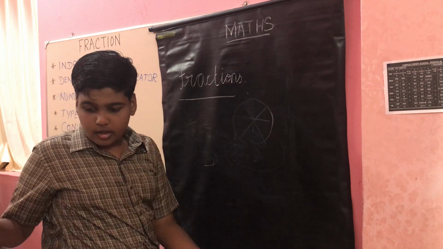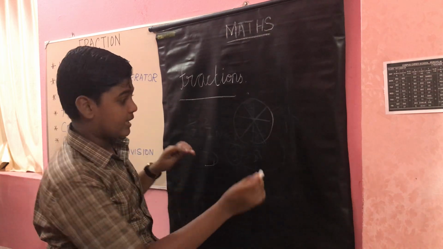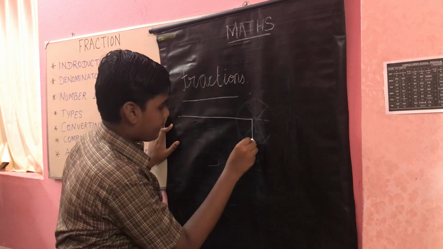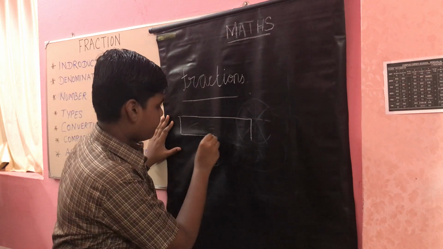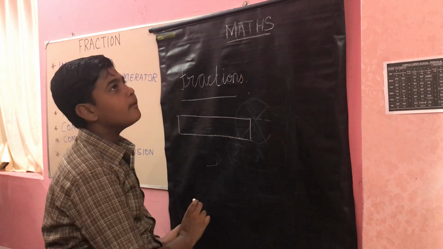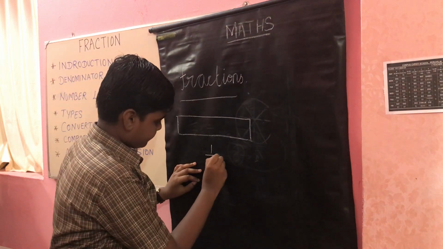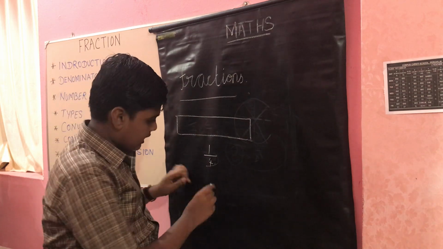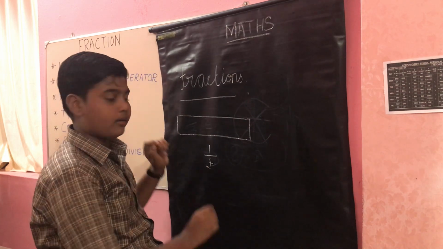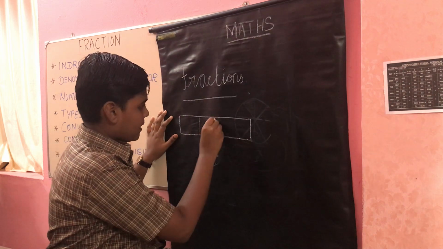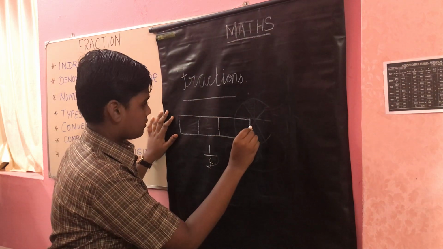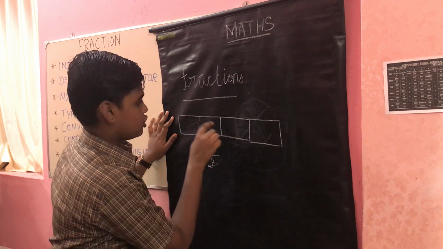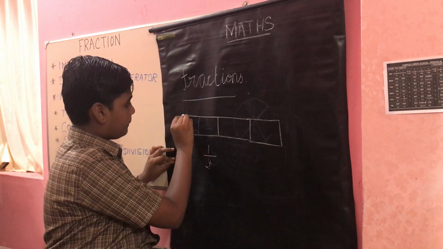Okay, before that I'll tell you one more example. Now we saw pizza. How can I represent 1 by 4 on this number line? See the denominator. What is it? 4. Divide it into 4 equal parts. One, two, three, 4. And shade one part.